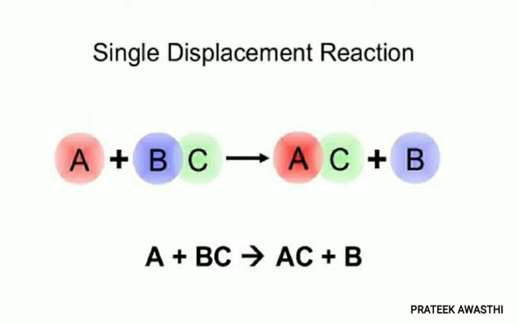In the third type of reaction, the single displacement reaction, the more reactive element displaces a less reactive element from its solution and forms its own solution, and the less reactive element gets deposited as a solid. Like here, A plus BC, A is displacing B from its solution and forming its own solution.